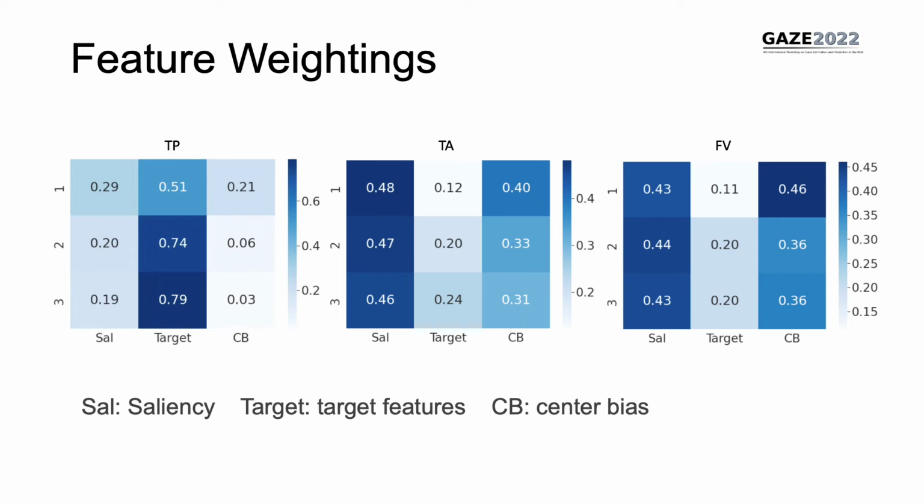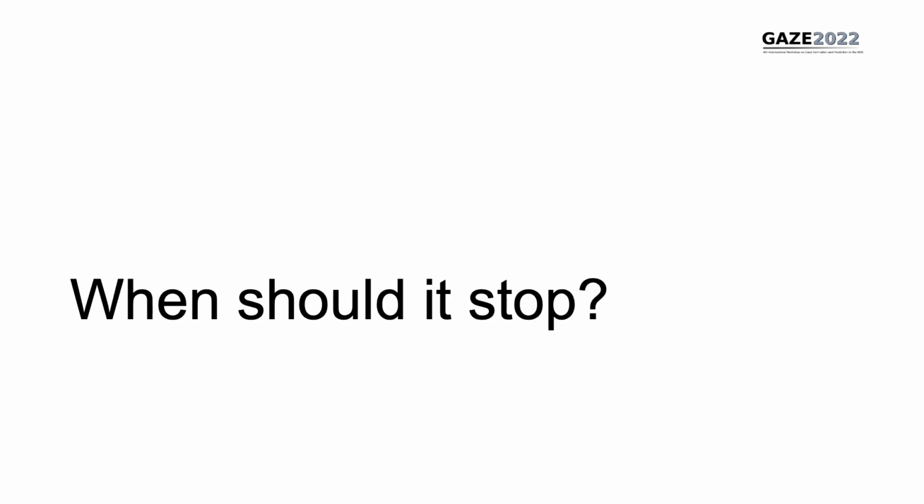We further analyzed the weightings of three sources of attention bias: saliency, center bias, and target features. These three metrics showed that target features played a dominant role in guiding attention during TP search. In contrast, for TA search and free viewing, these target features played less of a role in predicting attention. Most interestingly, target features were weighted significantly more in TA search compared to free viewing.